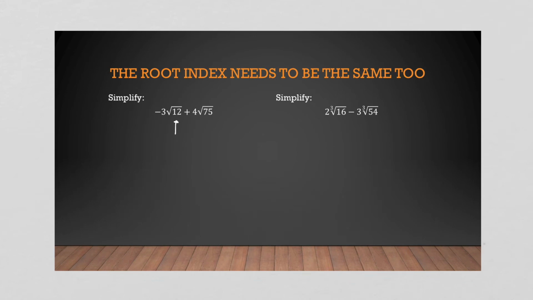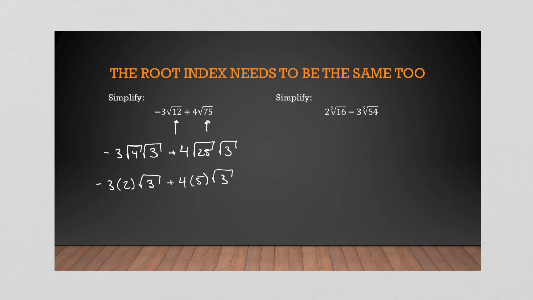I have a perfect square factor in there. That's negative 3 times root 4 times root 3, because 4 times 3 is 12. And oh, lovely, I now have plus 4 times root 25 times root 3. So now I have negative 3 times 2 times root 3 plus 4 times 5 times root 3. So now negative 6 root 3 plus 20 root 3.